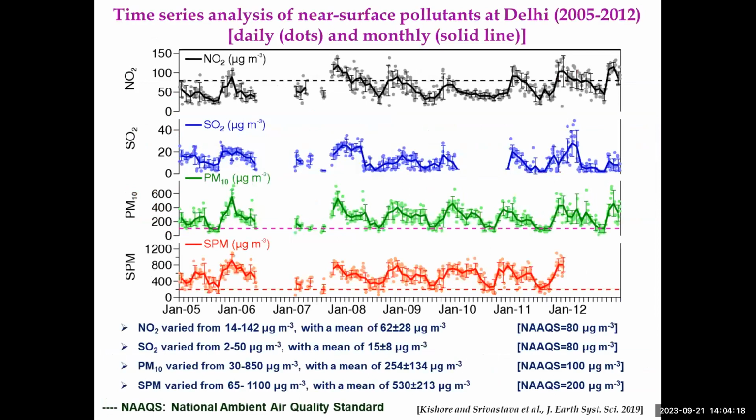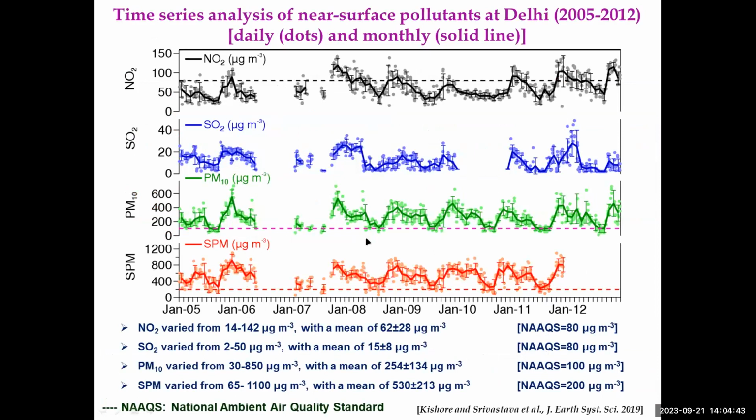So this is the first result. We have studied the CPCB-derived air pollution data like NO2, SO2, PM10, and SPM. You can see that all the time, except for SO2, these pollutants are much higher compared to their National Ambient Air Quality Standards, which are shown with the horizontal dotted line.